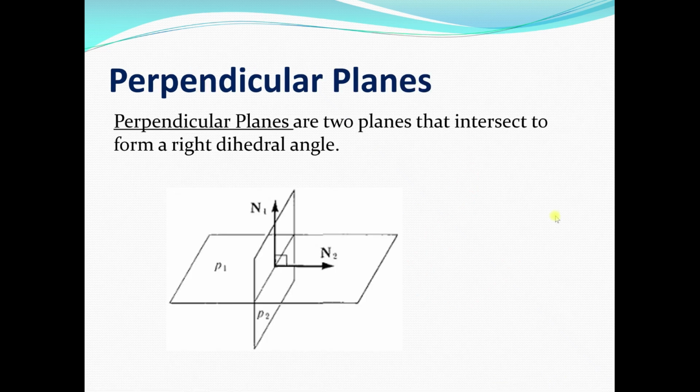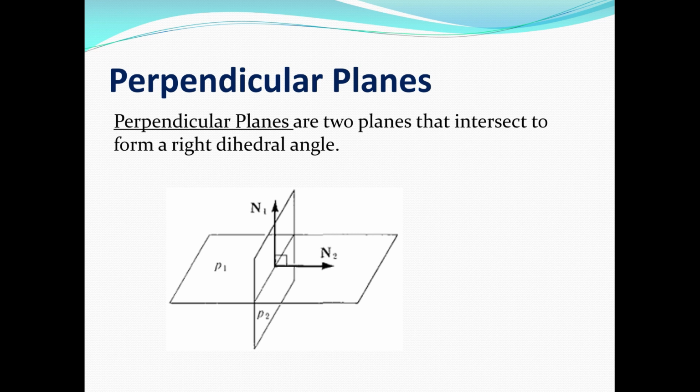Okay, so here's the definition of perpendicular planes in terms of dihedral angles. Perpendicular planes are two planes that intersect to form a right dihedral angle. So notice here that ray N1 and ray N2 are each perpendicular to the line of intersection of the two planes as well.